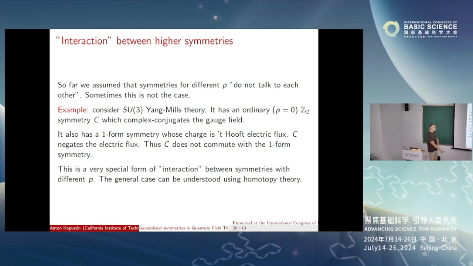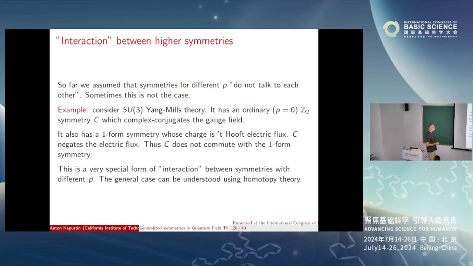Now, even more interesting math arises if you look at how symmetries interact with different p. So if you just ignore all symmetries except a particular p-form symmetry, then there's nothing to talk about. It's just the group structure. But suppose you have several symmetries for different values of p.